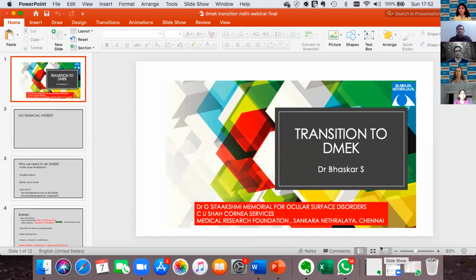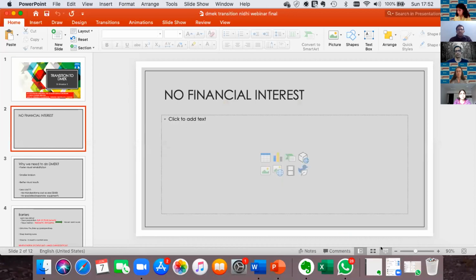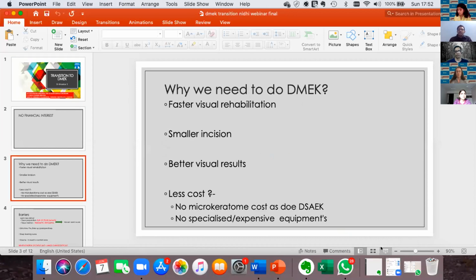So my talk is on transition to DMEC. No financial interests here. So Dr. Rajesh has already mentioned as to why we need to shift to DMEC. There is a definite faster visual rehabilitation. The incision that we make is smaller. The visual results are better. And the cost, when you compare a DMEC with a DSEC, it's probably much less expensive in DMEC as compared to DSEC because we don't need specialized equipment.